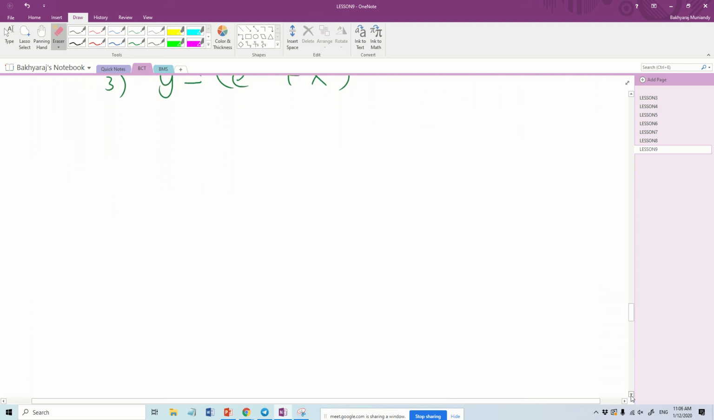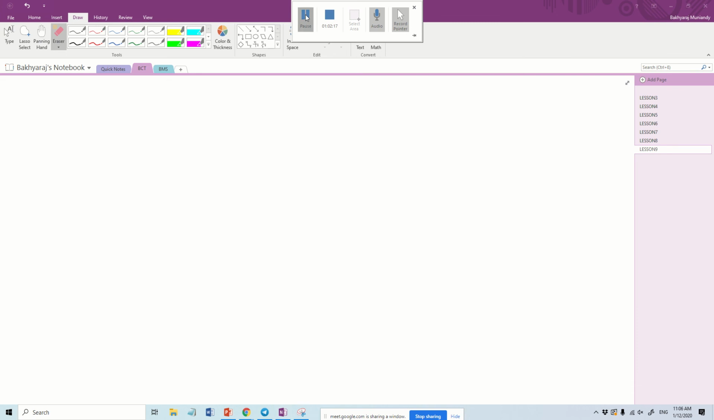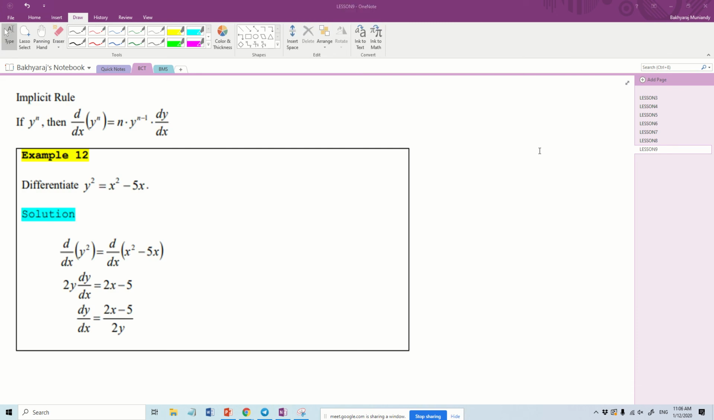Okay, next I want to continue with implicit function. What is implicit function? When you have left side, right side, you have a derivative function. You want to do a left hand side, a right hand side. So you must know how to do derivative when you have y power of n. Itu yang maksud dia.